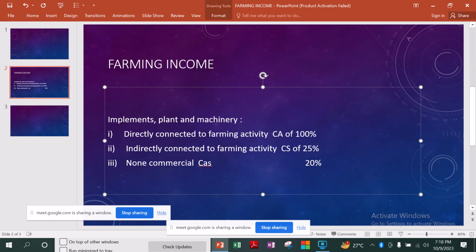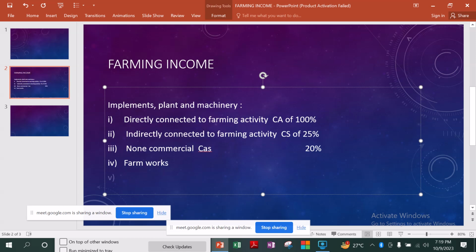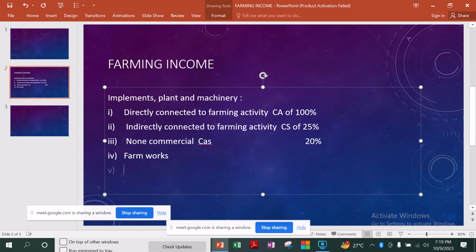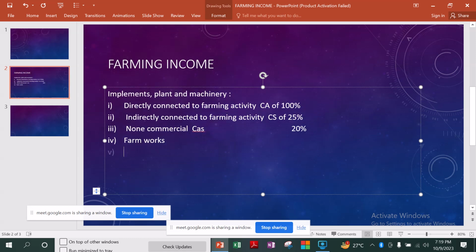Now, what we're going to look at further are additional capital allowances other than these. For instance, we have farm works. Under farm works, we are looking at items like barns constructed. Barns are what are used for maybe storage of grain. The construction of such structures falls under farm works.